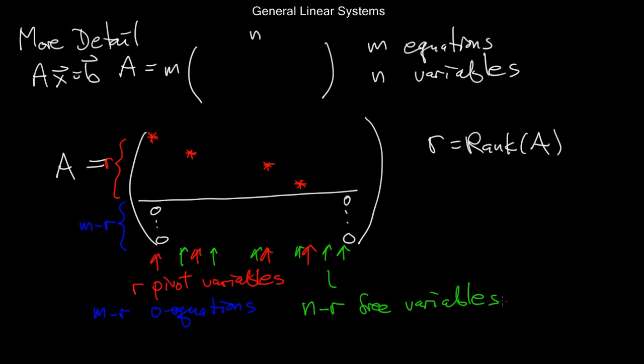So these three numbers play an important role here: n minus r, the number of free variables, m minus r, the number of zero equations, and of course r, the rank.